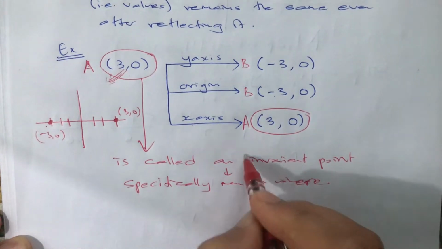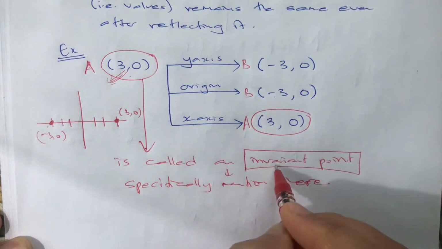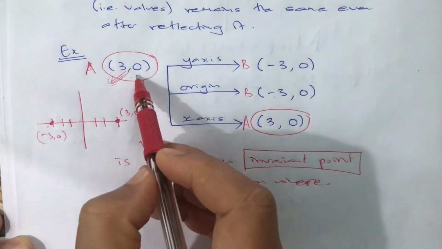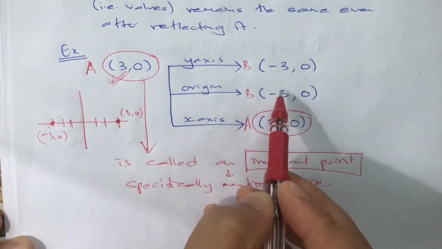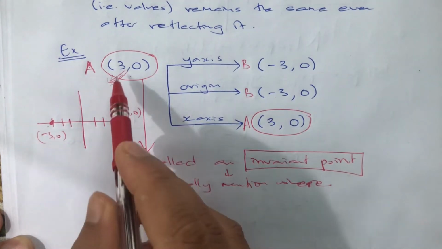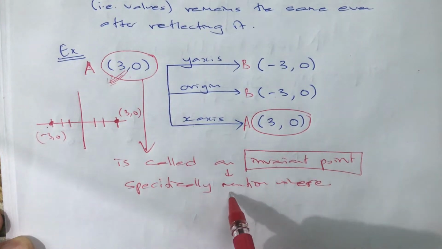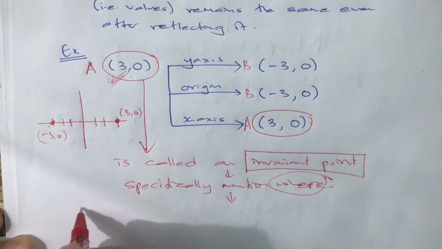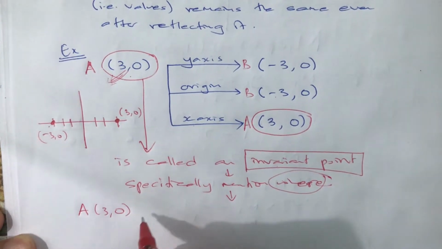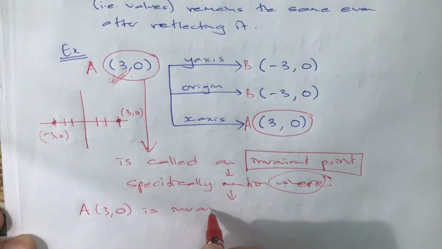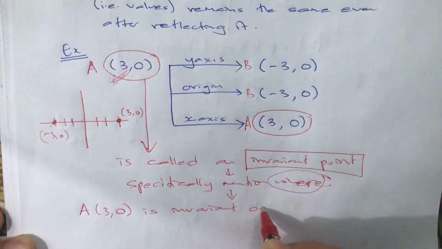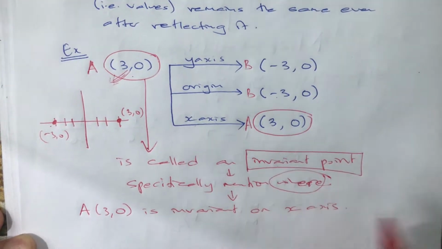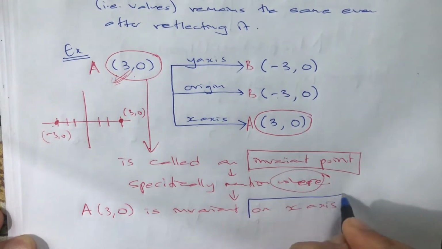So we can't just call it an invariant point, because invariant means it's not changing, but I saw that it's changing. I saw its value over here is also changing. So when I say this A is an invariant point, we have to specifically mention where it is invariant. So we'll have to say A (3, 0) is invariant on the x-axis.